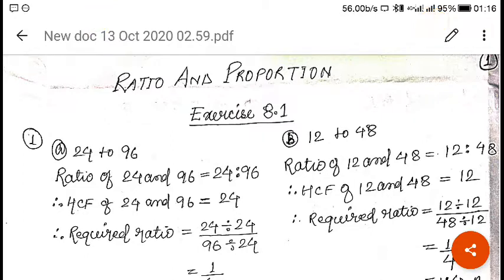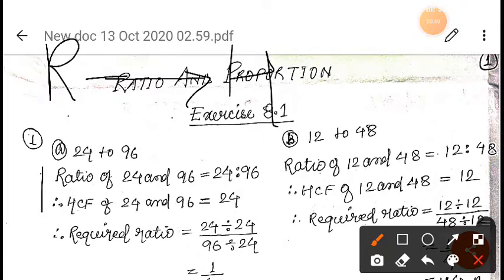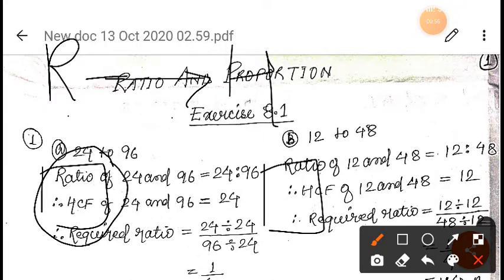Suppose this is Ramesh and this is Harish. If we are asked to compare their height, suppose Ramesh is taller than Harish, then we can say Ramesh is taller than Harish, right? After that, suppose this is a car and this is a scooter. If we are asked to compare the price, we can say the cost of the car is more than the cost of the scooter, right?